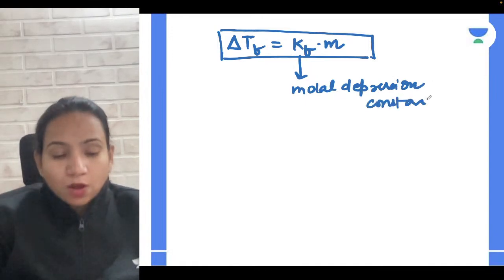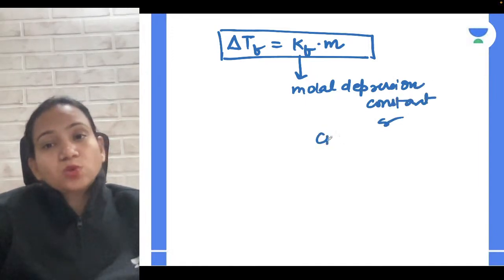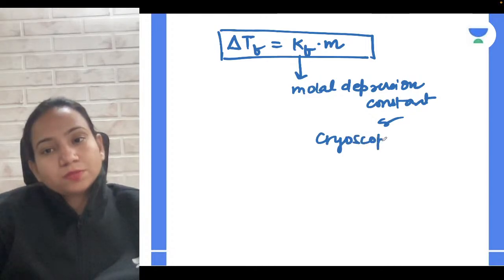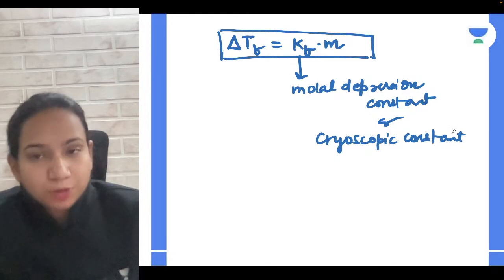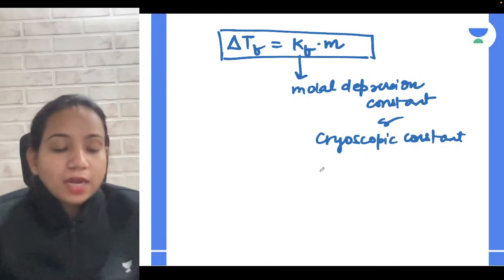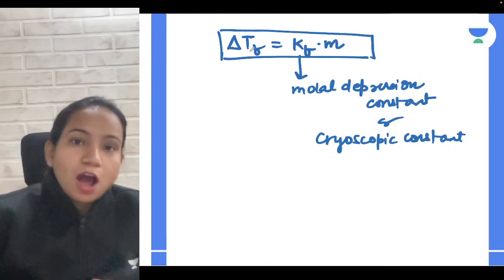Depression constant, or it is also called the cryoscopic constant. Both are names for the same thing. Kf is the molar depression constant, also called the cryoscopic constant. How do you find it out?